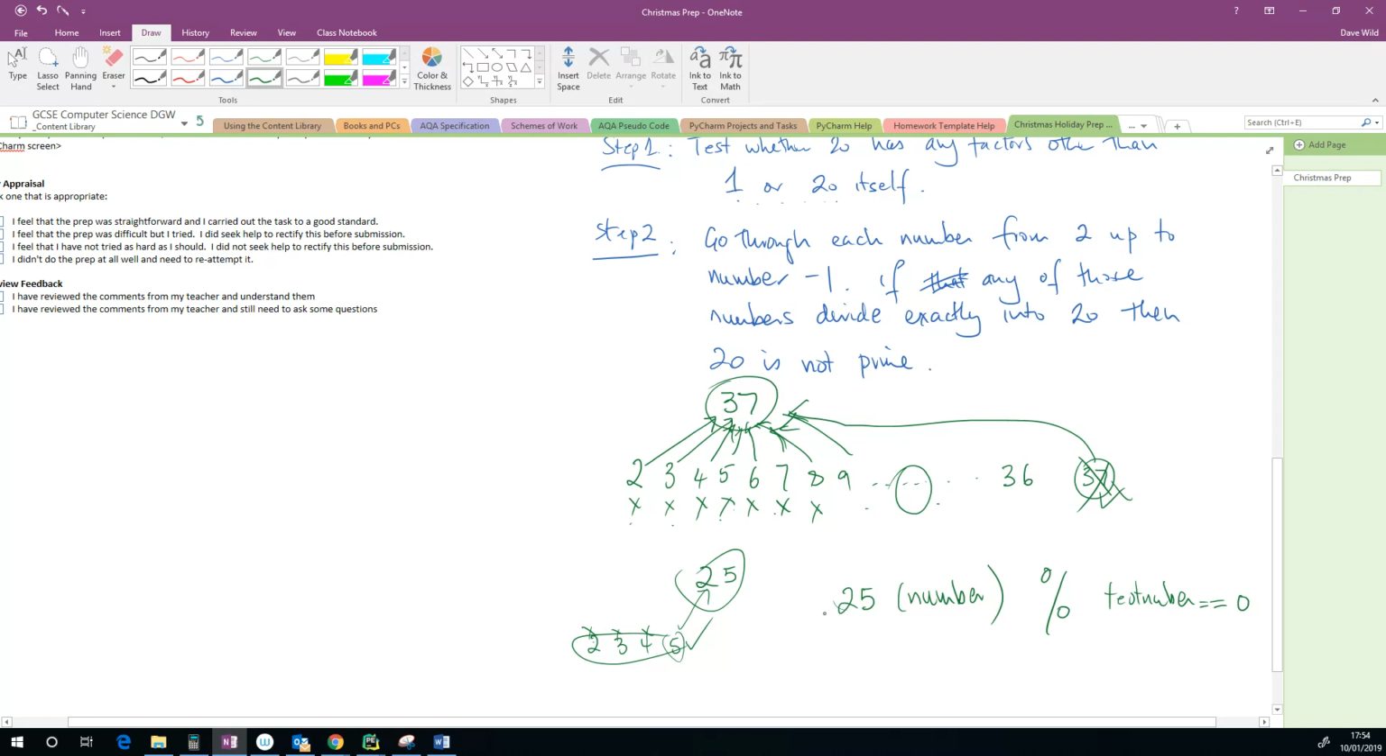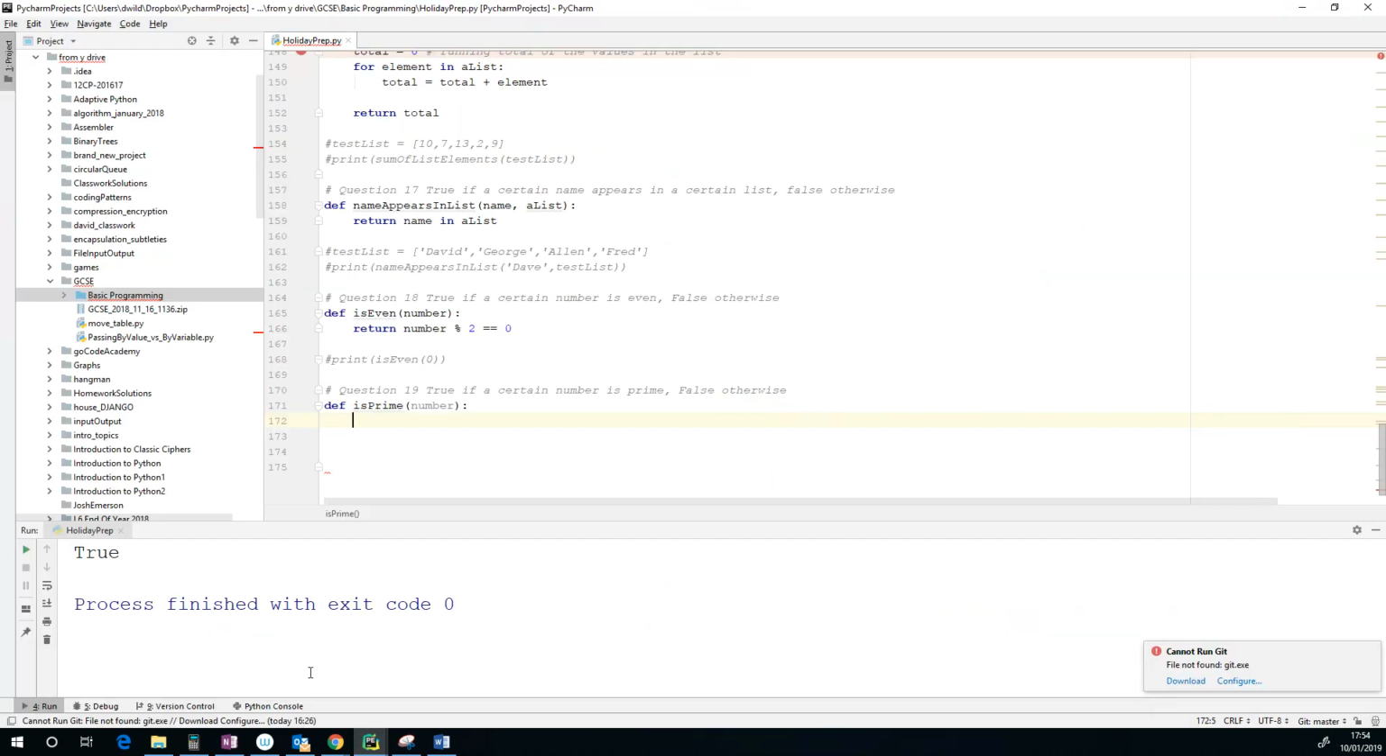Okay, so that's this idea of modulo arithmetic. Remember, the percent is the remainder. So 25 % number is the remainder of 25 divided by number. Okay, so let's go back to code. It's not necessarily easy.